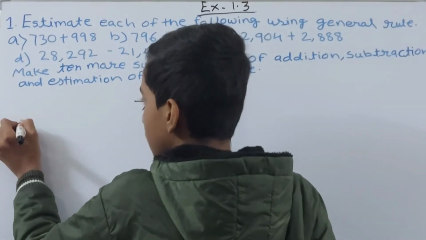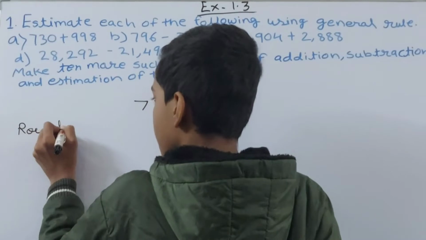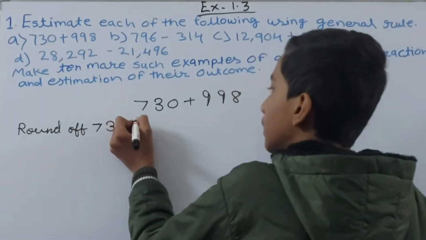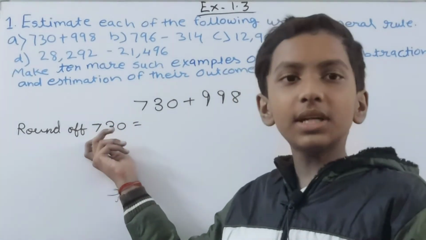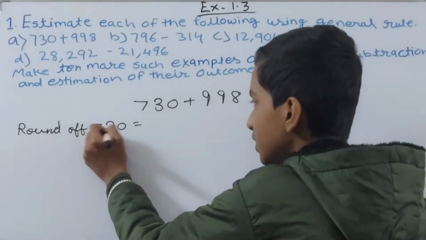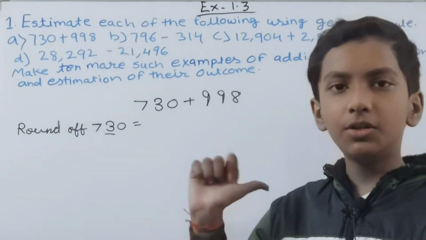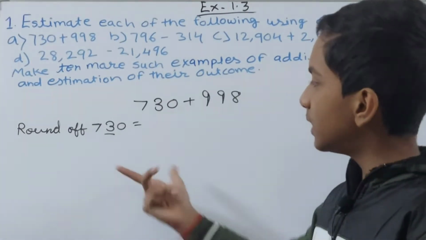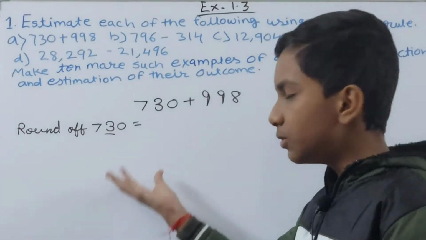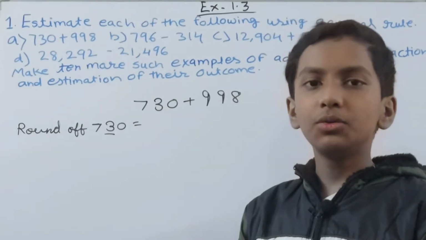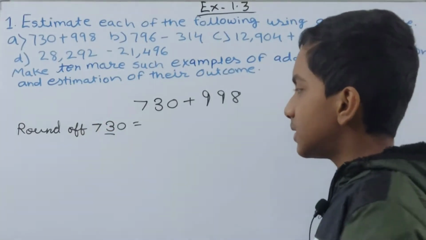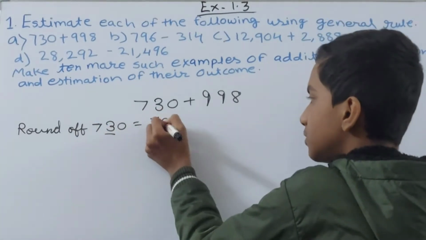First we will round off 730. We are rounding off to the nearest hundred, so we look at the digit one place before it, that is the tens place. What do we have at the tens place? 3. I told you, if you get the digits 1, 2, 3, 4, then you turn the digits at the tens place and ones place to 0, and you do not change the digit of the place we are rounding off, that is hundreds, which is 7. So 7 stays the same, and 30 changes to 0.